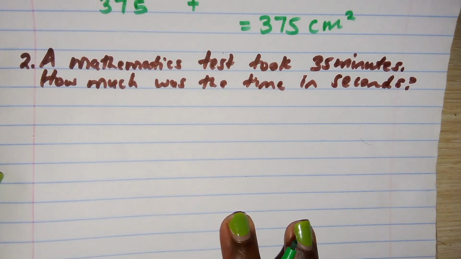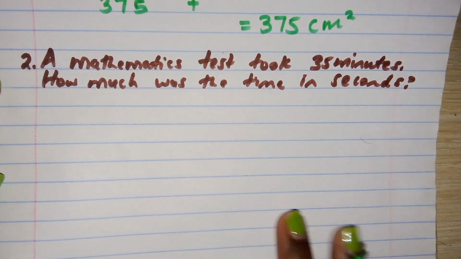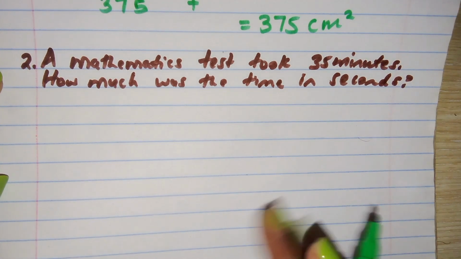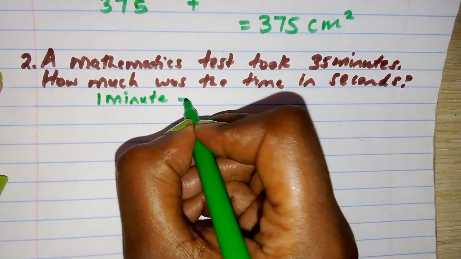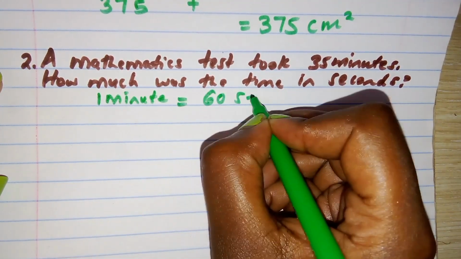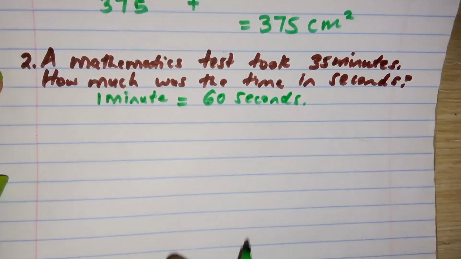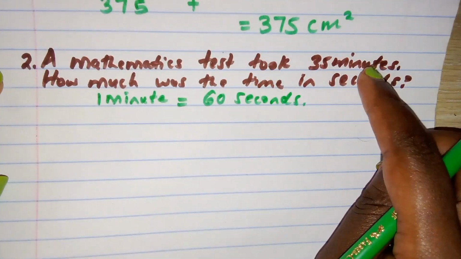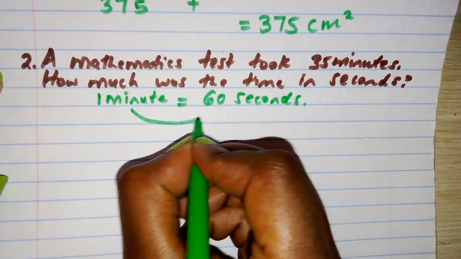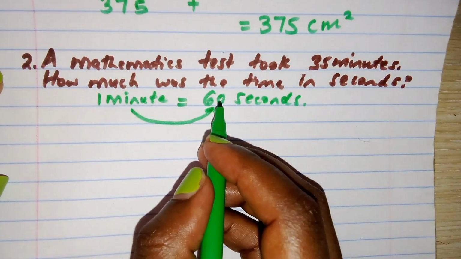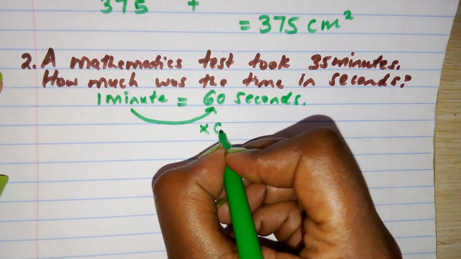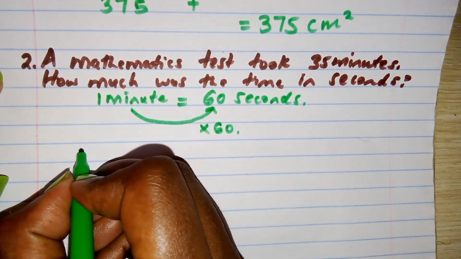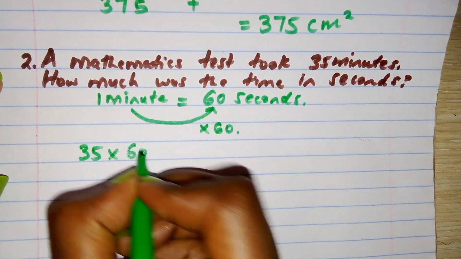A mathematics test took 35 minutes. How much was the time in seconds? So here we need to know our conversion. So 1 minute is equal to how many seconds? 60 seconds. So we want to change 35 minutes to seconds, so we're going this direction. So 1 is becoming 60. So if the number is becoming bigger, you multiply. So here we're multiplying by 60. So we do 35 times 60.